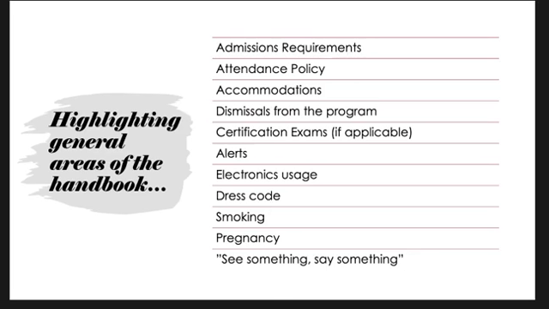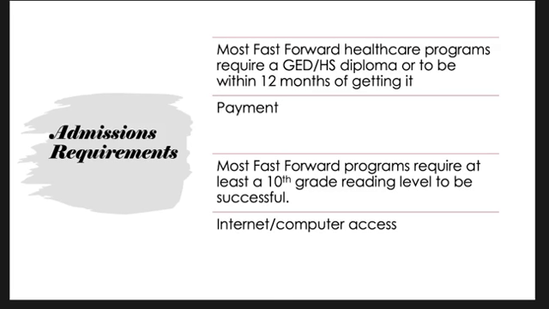In order to be admitted and be successful in our classes and on your certification exam, if that applies, you will want to have your GED or high school diploma or be within 12 months of getting it. You will also need to be able to pay for your class in order to be registered for it. That is the only way that we can hold your spot in the class. Most of our fast-forward classes require you to be able to read and comprehend at a minimum of a 10th grade reading level. We do not require any testing to prove this, so you will need to self-assess that you are able to be at this level.